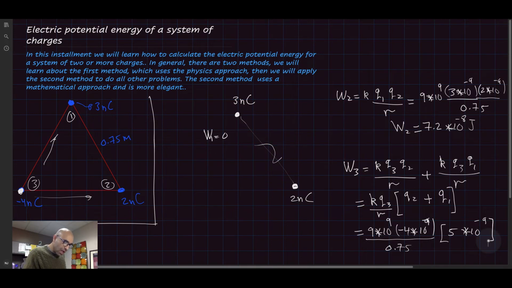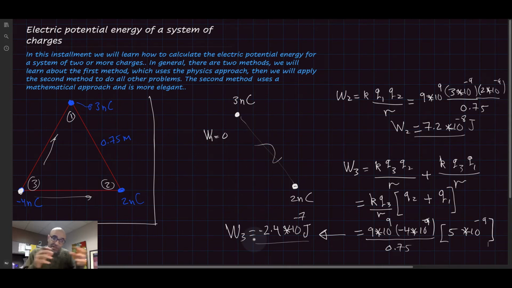All right. So now, if we calculate this whole thing together, we are going to find that W3 is equal to minus 2.4 times 10 to minus 7 joule. Right? Good. Now we found W1, W2 and W3, and to find the total energy required to keep the system of charges like this, basically, we just add them all.